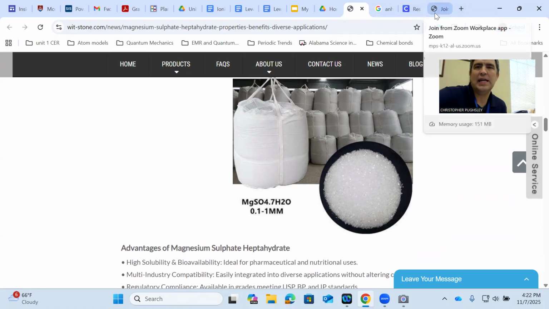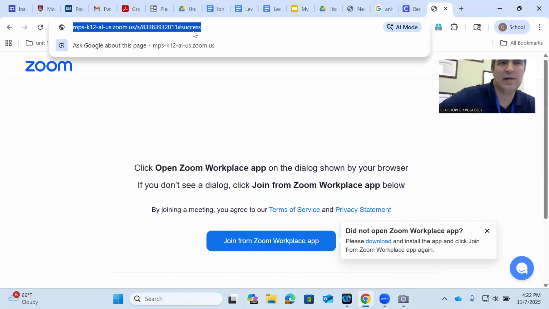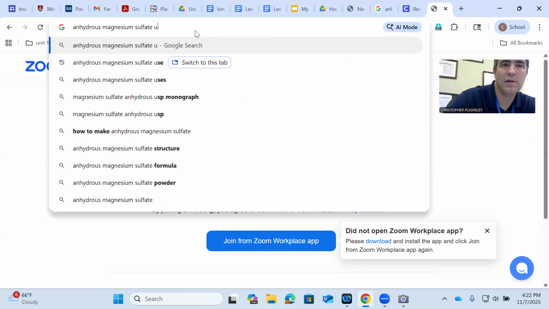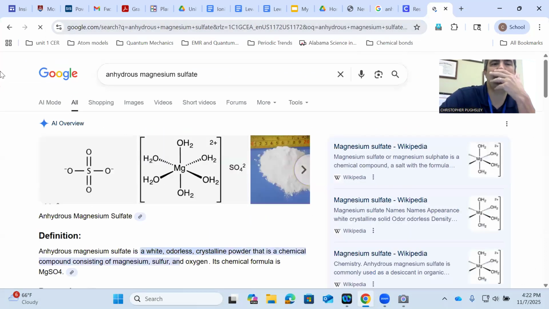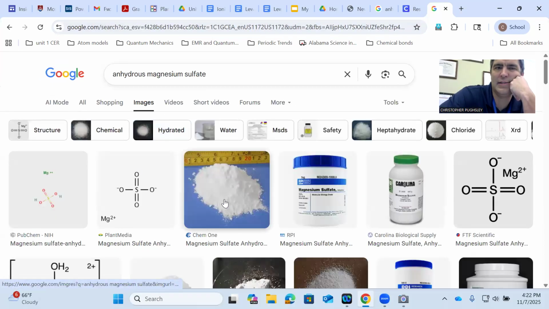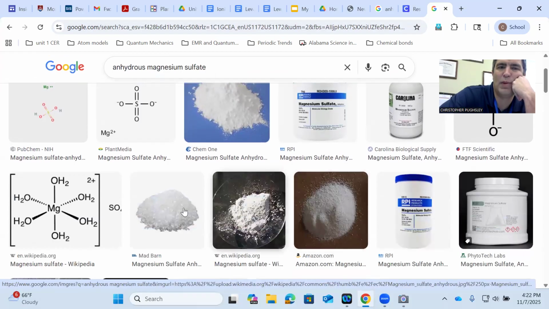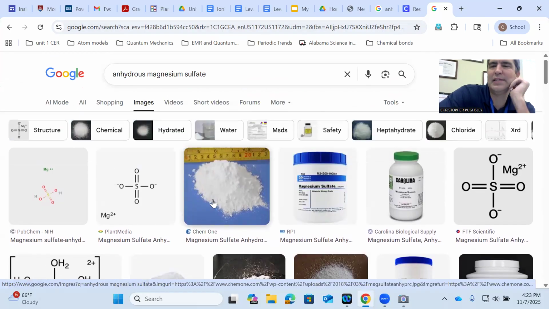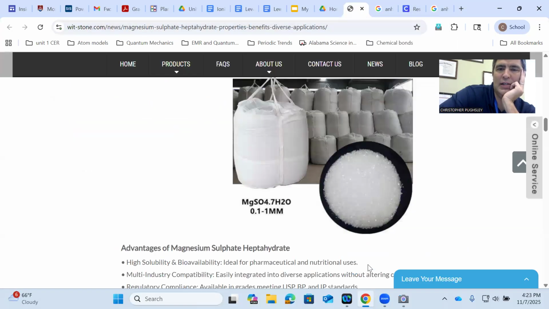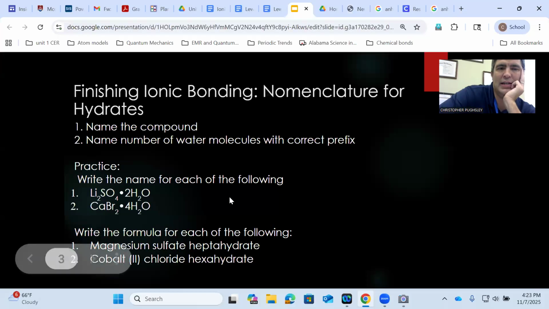If we are looking at anhydrous magnesium sulfate, this is what it's going to look like here. It's going to look more powdery. It's not going to look more crystally. That's what it's going to kind of look like. It's going to be a little bit different structure. But again, these are called hydrates. I wanted you to see that so you can kind of understand it.